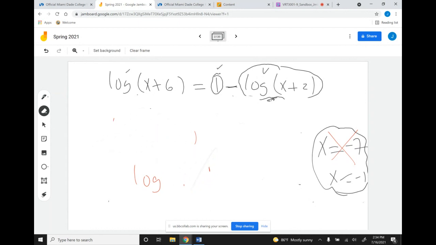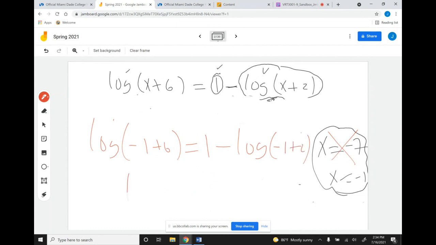I'm going to do the same for -1. So when I do -1, I'm going to have log of -1 plus 6 equals 1 minus log of -1 plus 2. What is that equal to? Well, this will be log of 5. And this, by the way, will be log of 1. And by the way, log of 1 is 0. And what do you have left? You have left log of 5 equals 1.